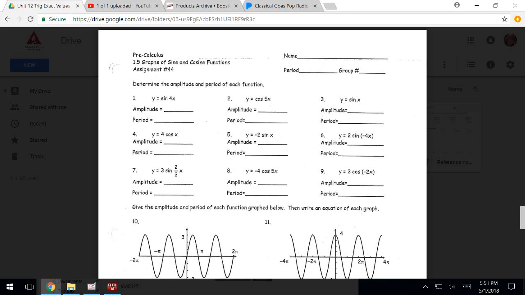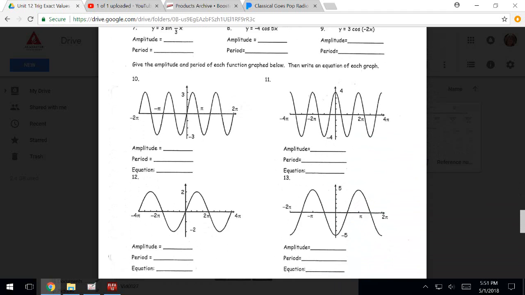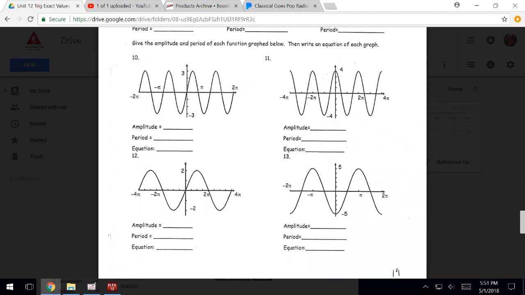That should be very, very easy, okay? Then 10 through 13, it says that you're going to give the amplitude and the period, but then you're also going to write an equation of each graph.